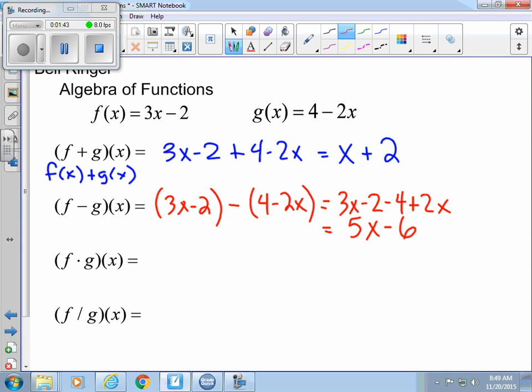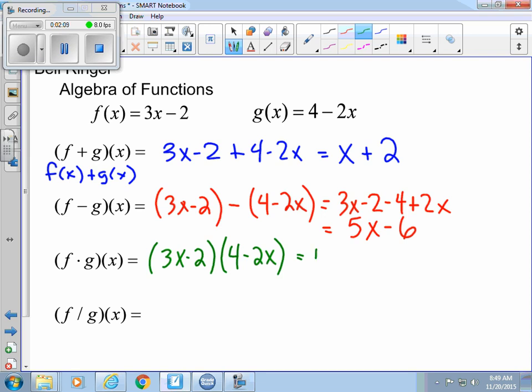F times g of x is f of x times g of x. So I do 3x minus 2 times 4 minus 2x. Again, parentheses are needed on this one as well. How do you multiply two binomials? Distribute. So FOIL or distribute, either word is good.